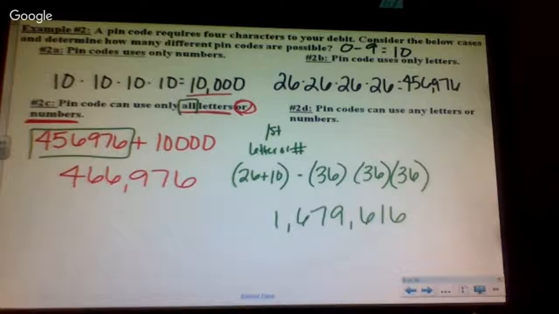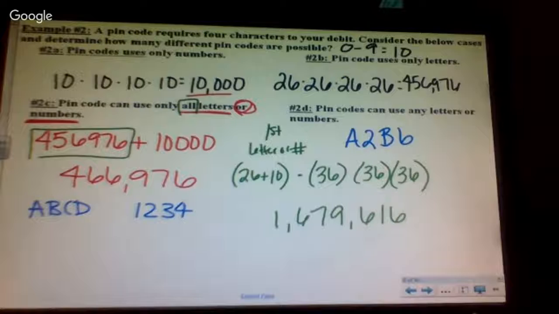So this one again is saying I can have a code of A, B, C, D, or I can have a code of 1, 2, 3, 4. This one's mixing it together. I can do A2, B6. Oh, R2D2. I could do R2D2.